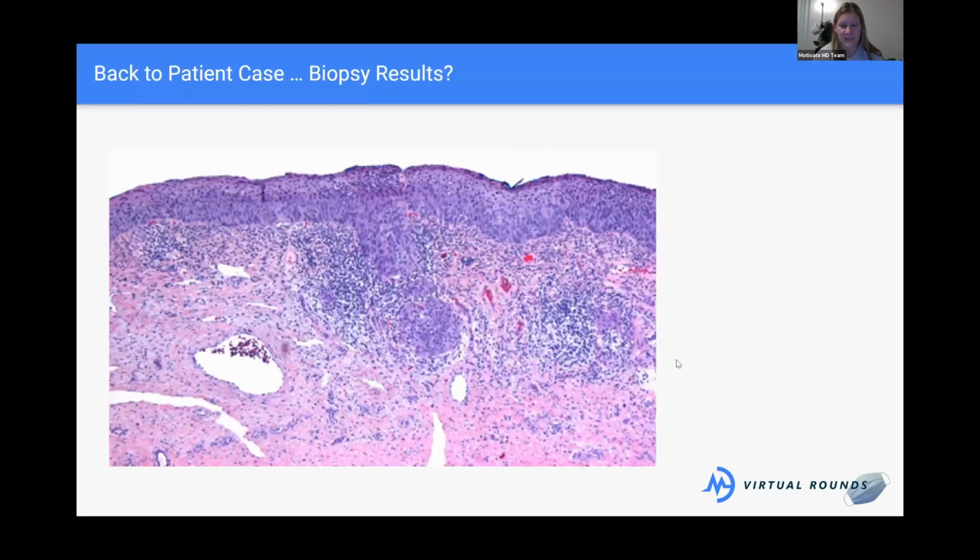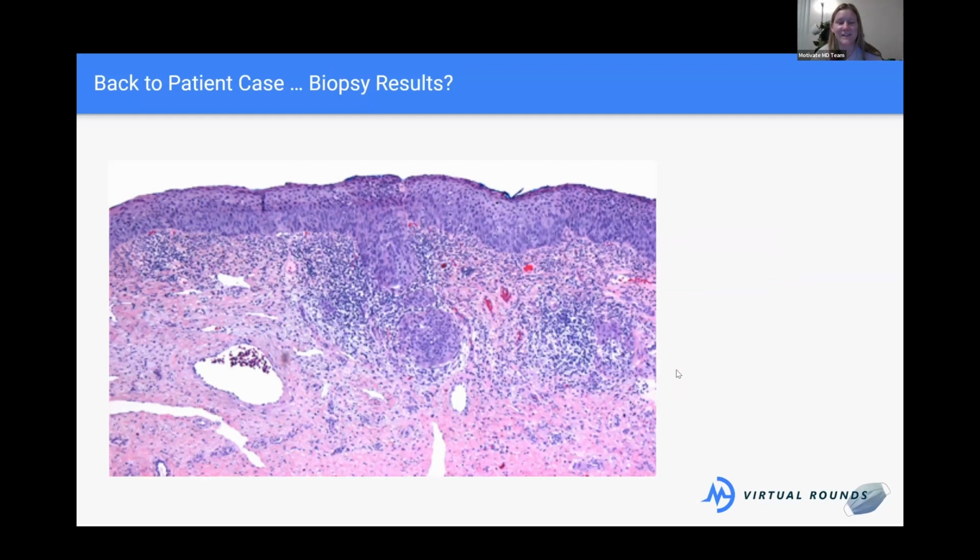So back to our patient case. I understand that this is not the most clear picture that I've shown, but I think it does a really good job of showcasing some important findings. So what would you guys identify as being some of the findings that we talked about on this slide?